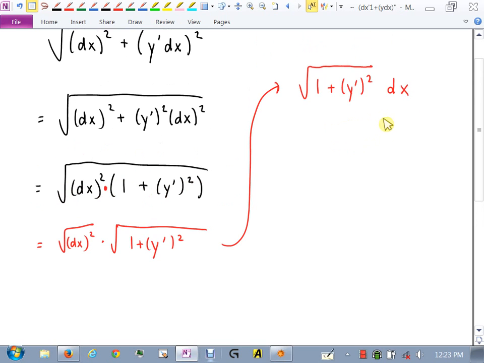Any questions on where this comes from? No? Where do you get the 1 plus the y prime? Right here, these are common factors. This and this appear in both, so I pull out a dx squared from this and this. When I pull it out from here, I'm left with the 1. Pull it out from here, I'm left with the y prime squared.